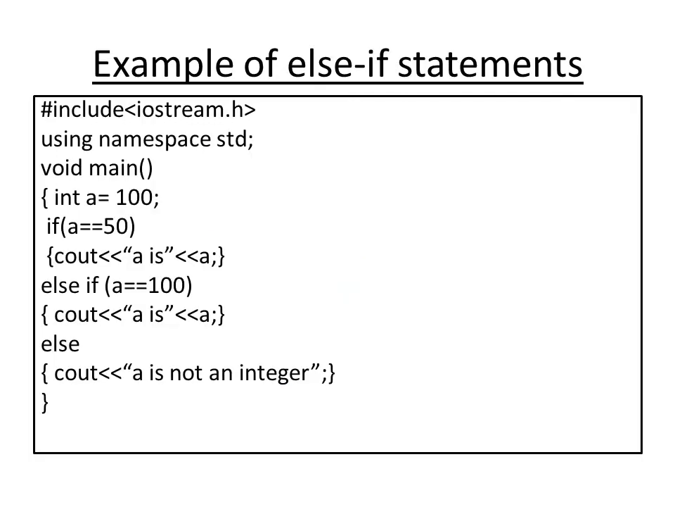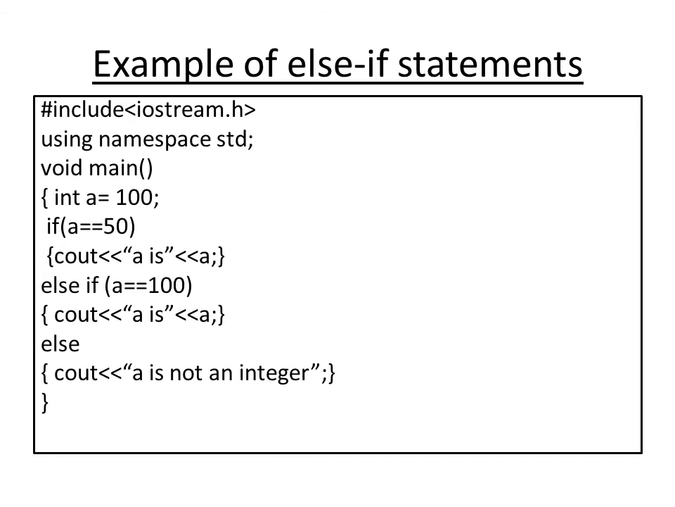This is the example of an else if statement. Suppose int a equal to 100. Now if a equal to 50, we can type a is with the value of a, that is 100, but here the if statement is false, so it goes for the else part. Here also, if you want to execute the else part, it's followed by a condition. That's why we say it's an else if ladder.